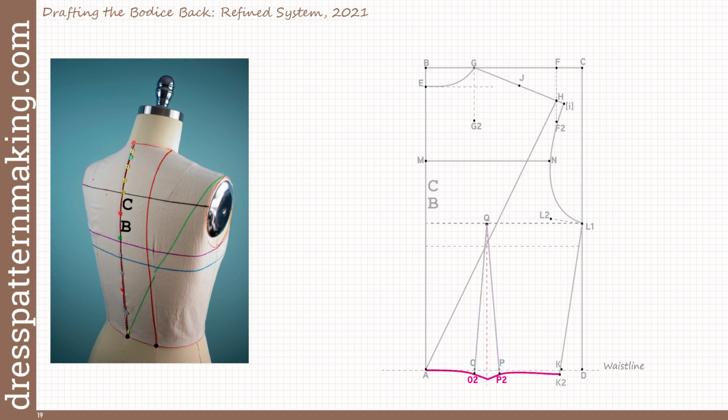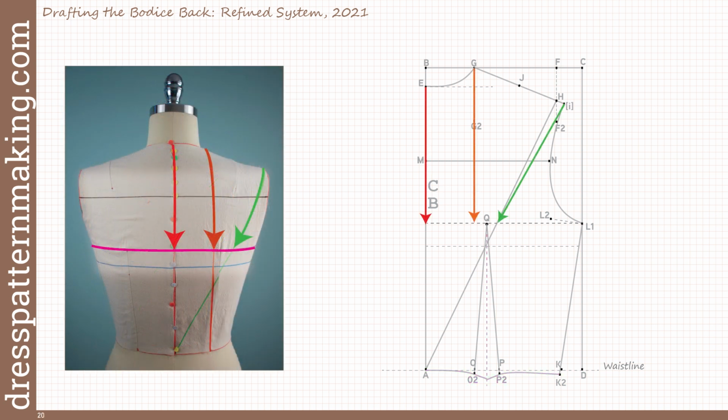Draw the waist curve in as shown. You will need to extend the mid dart line down below the waist. Then with the help of a curved ruler, draw a curved line from point A at centre back to pass through point O2 and touch the mid dart line that you've extended down. Then turn the ruler over to get the same curve from the mid dart line through point P2. Then draw another curve from point P2 to the side seam point K2.